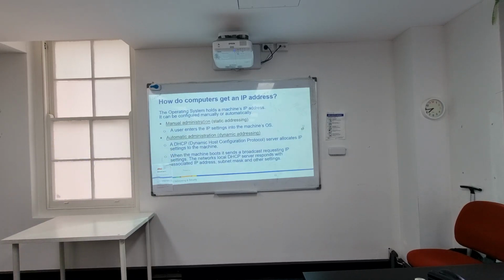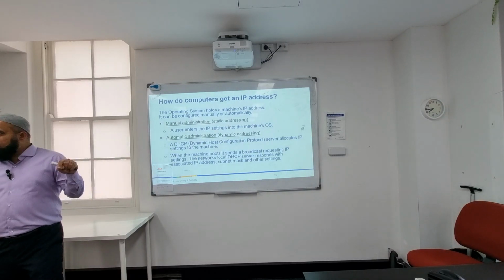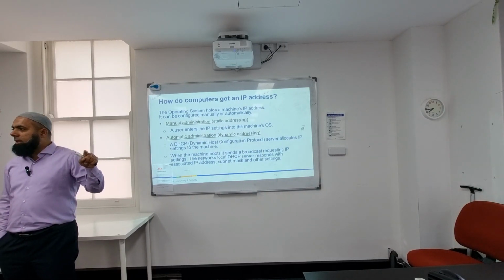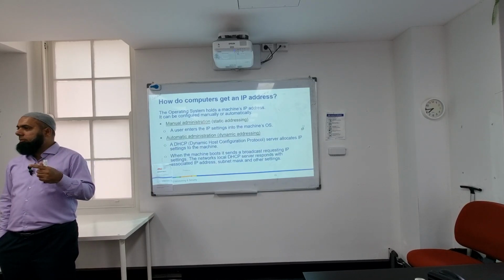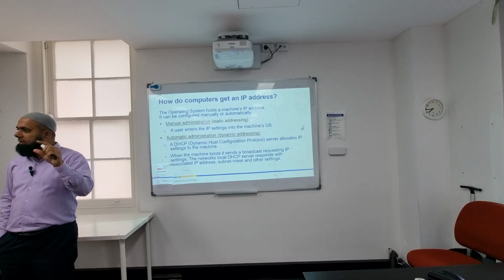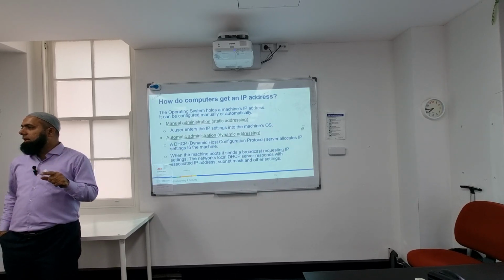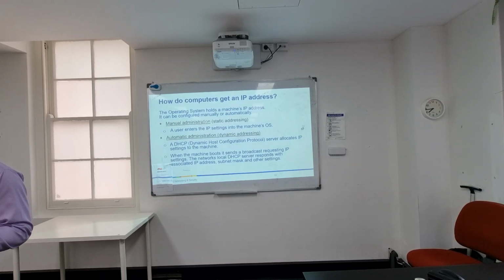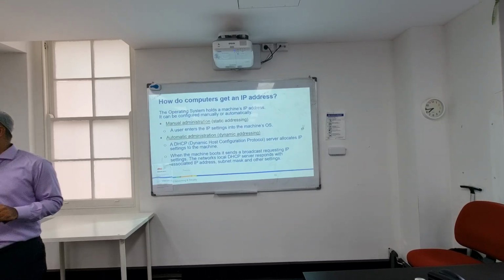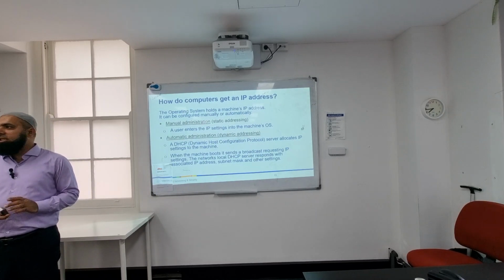Give an example of manual static addressing. For example, we will see later, when you right click on the Wi-Fi settings, there is an option as well, static IP address. Static means you can put 192.168, whatever IP address you put, every time it will assign that one only to you. So it will not change then.